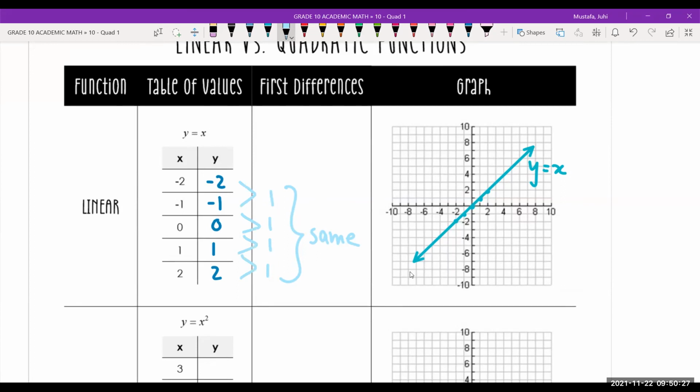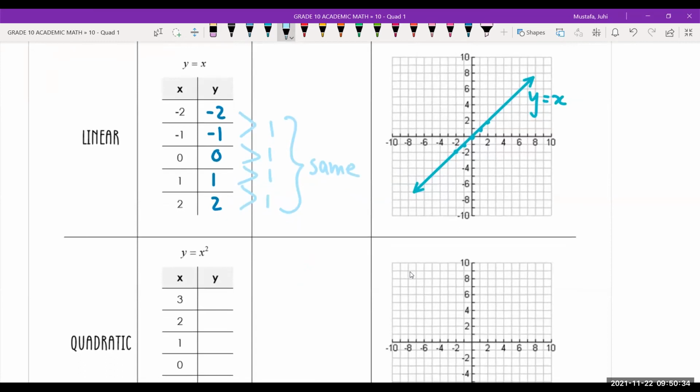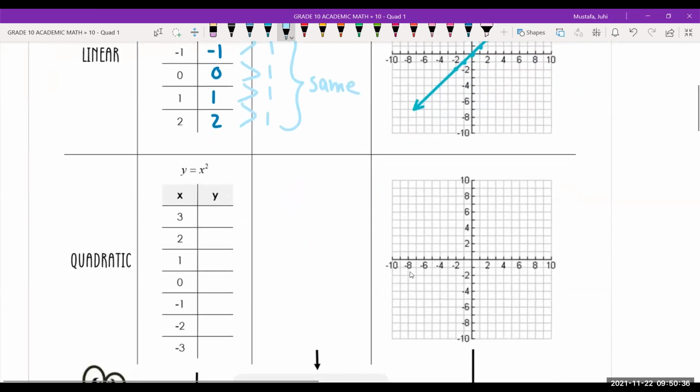Okay, now we're ready to graph our new function, which is called the quadratic. So we're going to do this part a little slower, and then we're going to look at the difference between linear and quadratic. Samira?